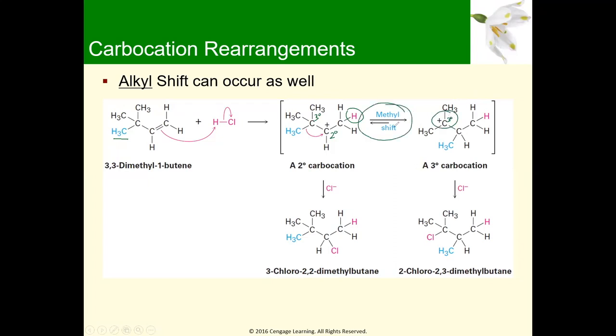So once again, it's not a 100% process. It's a reversible reaction. It's just that it favors the formation of that tertiary carbocation. And once again, that just affects which carbon the chlorine gets attached to for the final products. Once again, you'll get a mixture. You won't get pure one or the other, but most of the product would be from the more stable tertiary carbocation. We call that an alkyl shift.